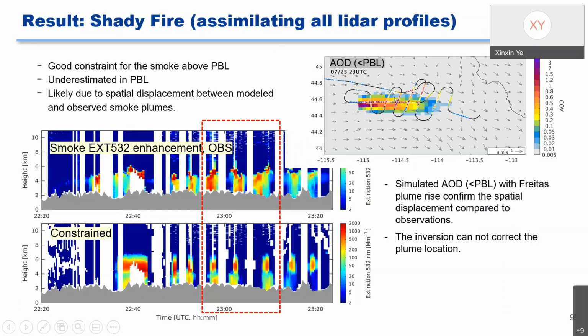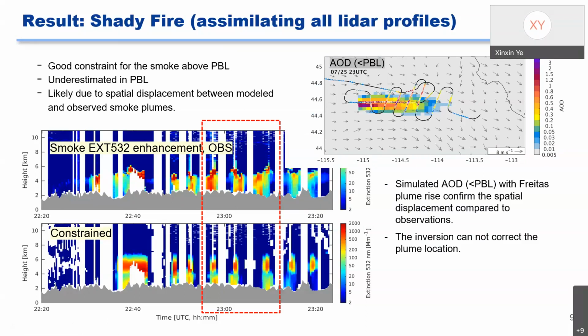And the spatial plot confirms this case. The spatial plot here is showing the AOD calculated below the PBL height. We can see that the observed location of the plume, which is represented by the colored dots here, is a little bit shifted to the north compared to the simulated plume, which is shown by this color shading. So this is the problem of assimilating all the individual LiDAR profiles.